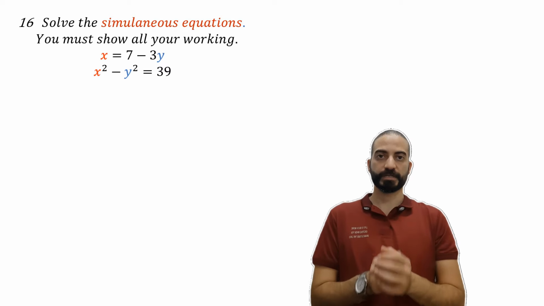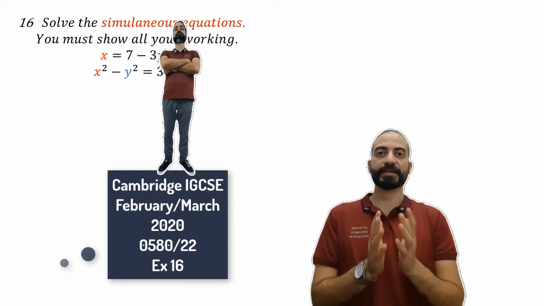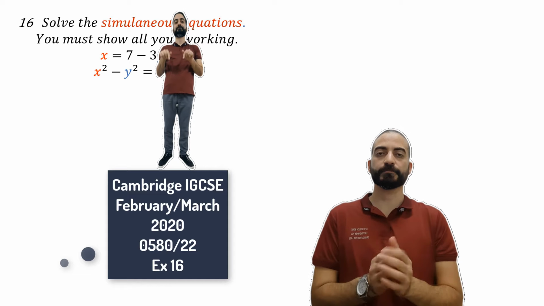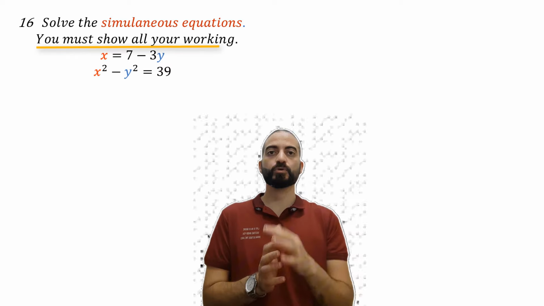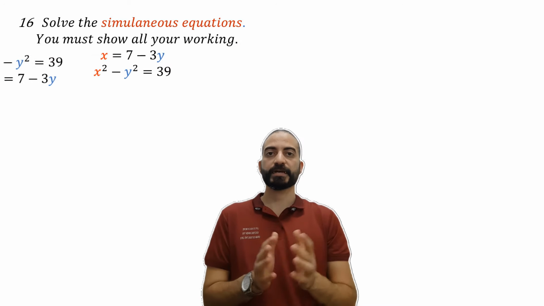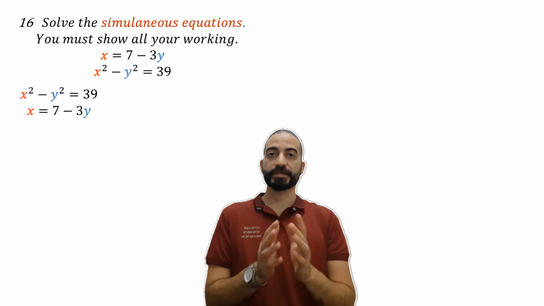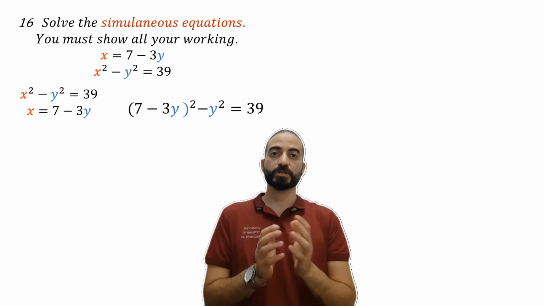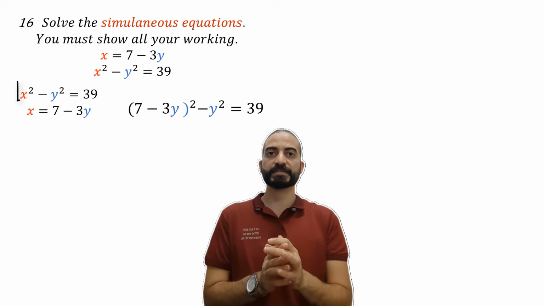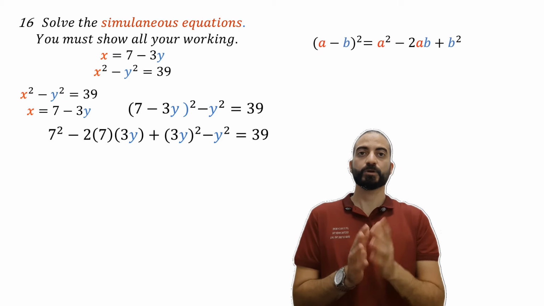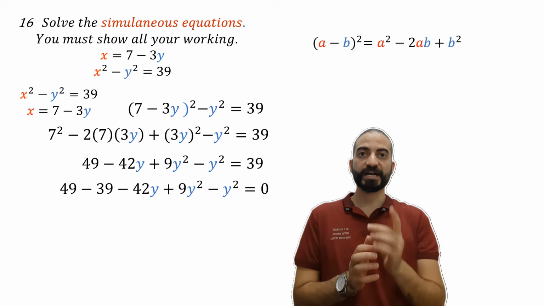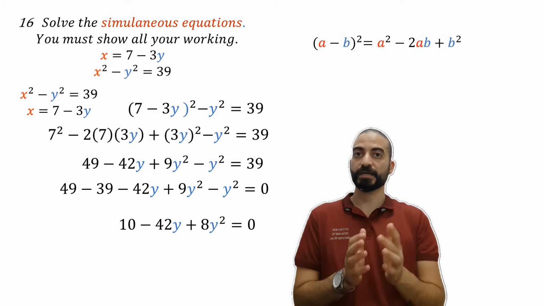Hello everyone, we will start by solving question 16 of the Cambridge IGCSE 2020 exam. We are required to solve the simultaneous equations. You must show all your work. There are several ways to solve, but we will use this method, which is to put in the place of x, 7 minus 3y. Then we will get one unknown, which is y.